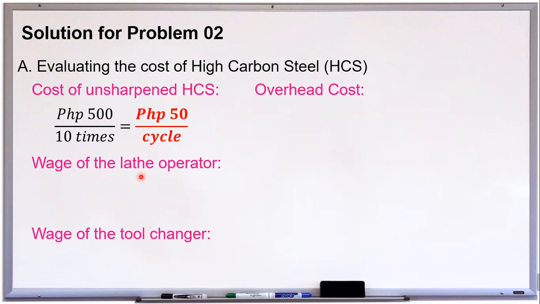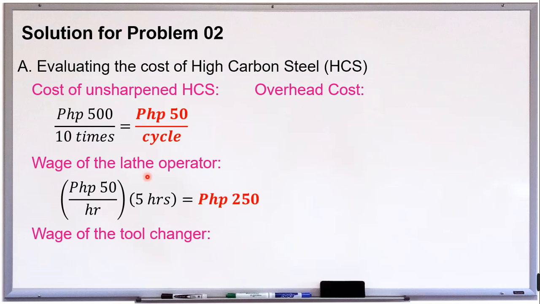Next is for the wage of the lathe operator. So the rate is 50 pesos per hour, and then the grinding time, since the wage of the lathe operator is based on the grinding time, so we have 50 times 5 hours. We have a total of 250 pesos as the wage of the lathe operator. For the wage of the tool changer, the rate is 60 pesos per hour multiplied by the time in changing the tools. So we have 2 hours. The total is 120 pesos.